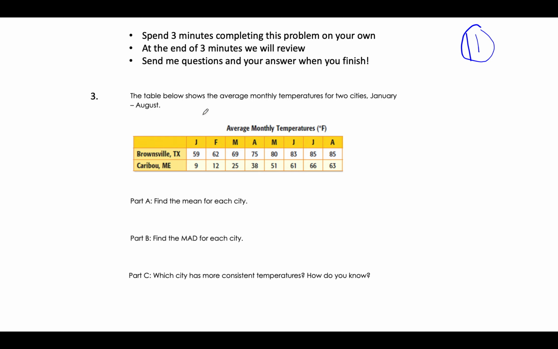Alright, I'm assuming we've unpaused the video now, and this question asks us, the table below shows the average monthly temperatures for two cities, January and August. So we have Brownsville, Texas, and Caribou, Maine. For Brownsville, our average that you should have calculated is going to be 74.75. We'll just do all the Brownsville stuff first. The MAD for Brownsville, they should have calculated, was 8.5625.